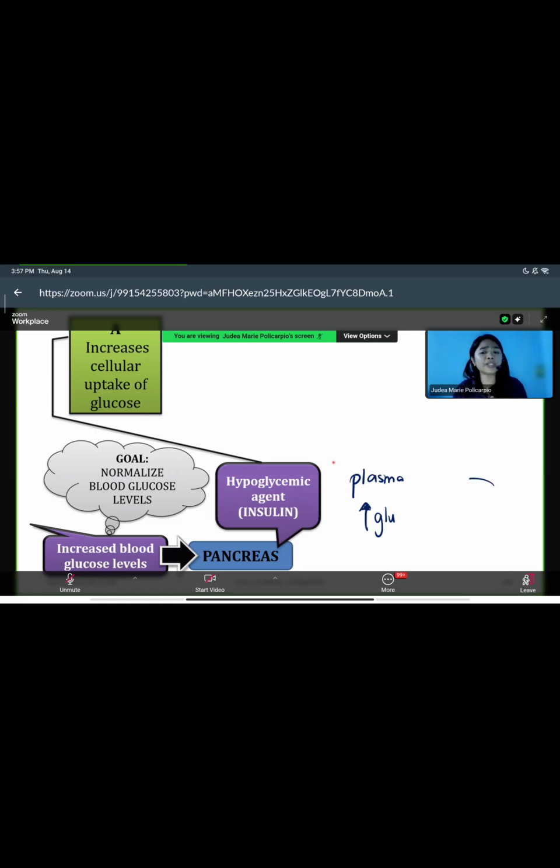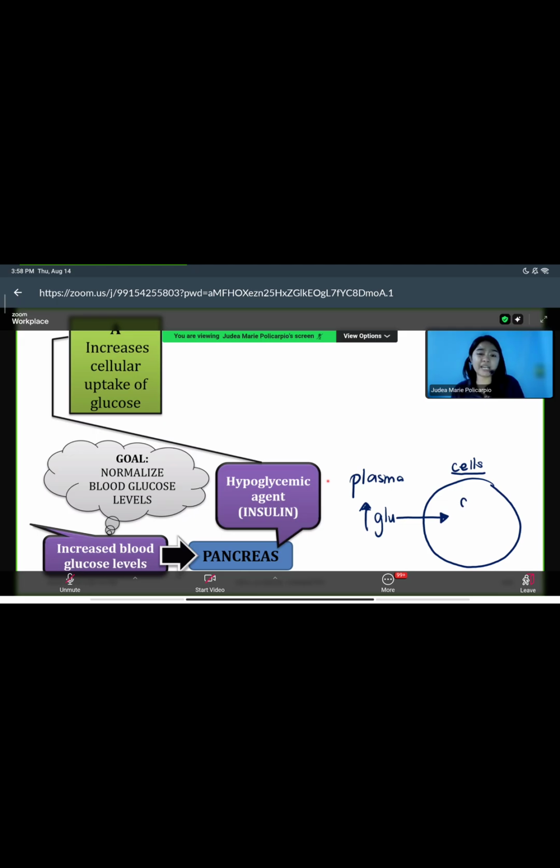Pero syempre, di daw hahayaan ng katawan natin na forever mataas ang glucose levels natin in the blood. Anong gagawin ng katawan natin? Pabababain niya yung glucose na yan. Ano daw yung unang gagawin ng insulin para mapababa yung glucose na yan na sa plasma? Plan A, they will increase the cellular uptake or pagpasok ng glucose sa loob ng ating mga cell. Ang gagawin daw pala ni insulin, tutulong daw pala siya para maitulak papasok sa loob ng cell. Tulak papasok sa loob ng cell yung ating glucose.